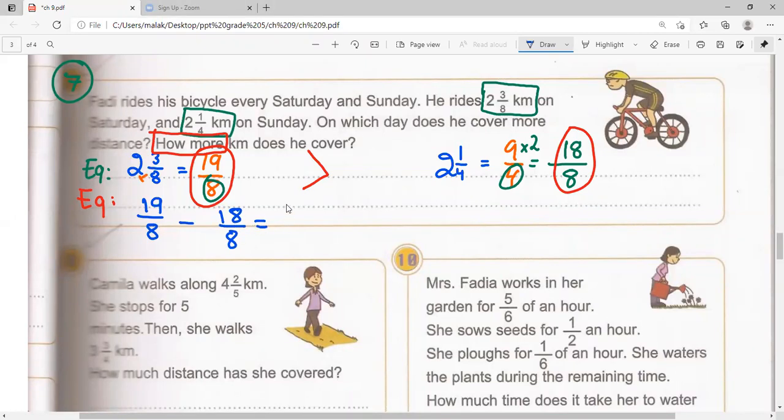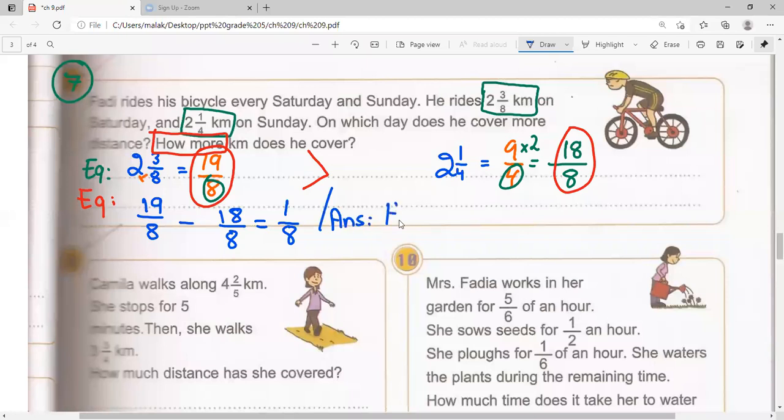Equals 1. Stay silent. Teacher, I'm muted. 1 over 1? It's not. 19 minus 18 is 1 over 8. Thank you.